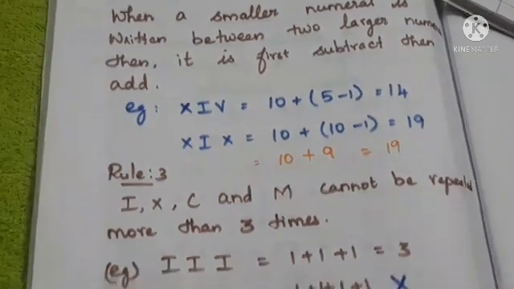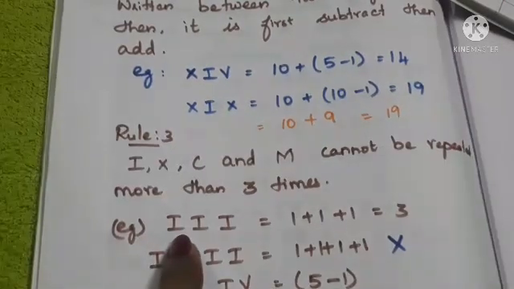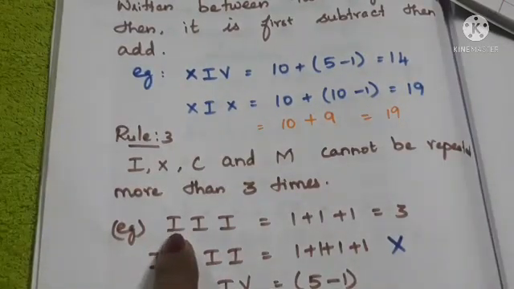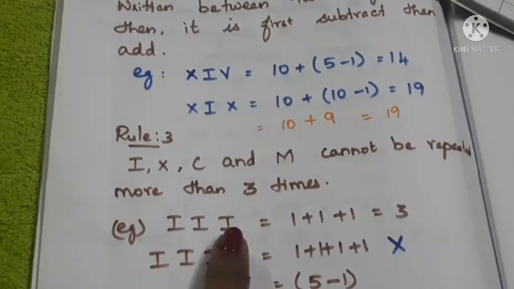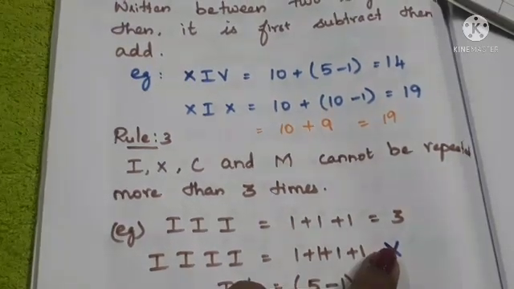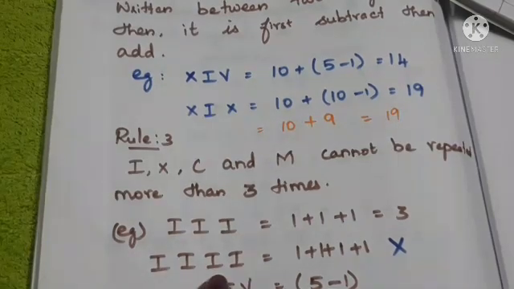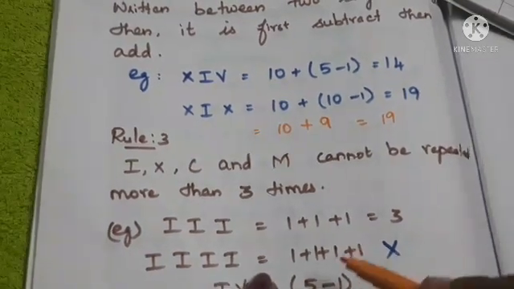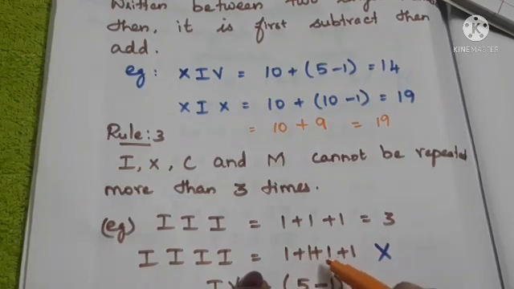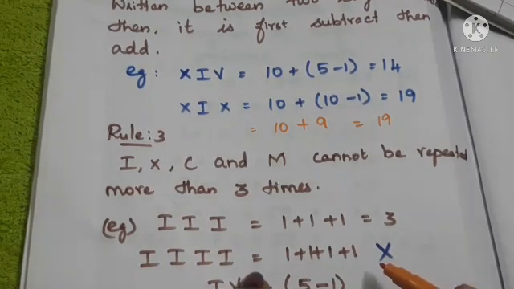See the example. If you want to write 3, how will we write it? III, that means 1 plus 1 plus 1, which is equal to 3, isn't it? Next, if you want to write 4, how do we write it in Hindu-Arabic numerals? 1 plus 1 plus 1 plus 1. So you will get 4, but it's wrong.